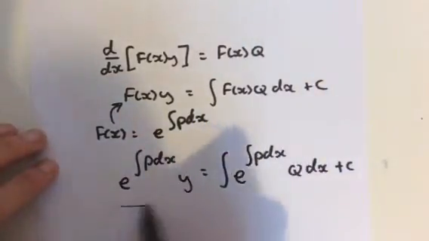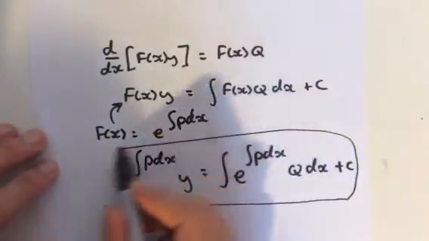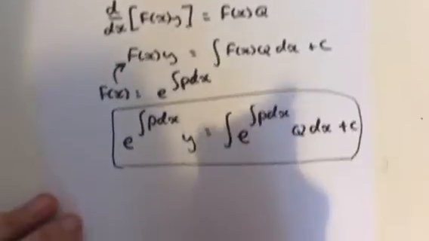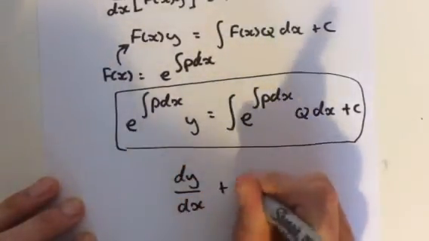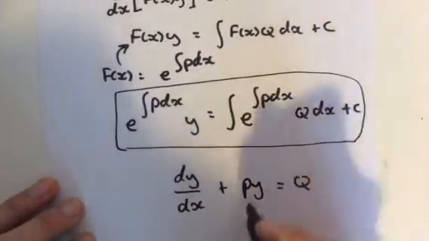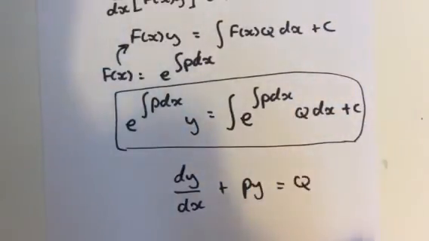And there you have it, we've just proved the general solution to our differential equation, dy/dx + py = q, where p and q are functions of x. Thanks for watching.